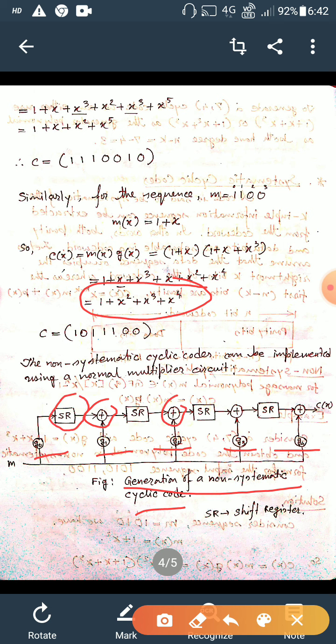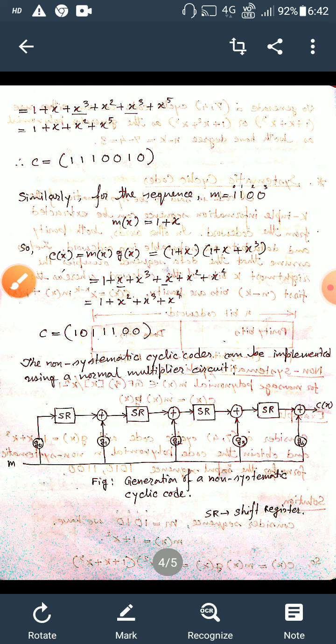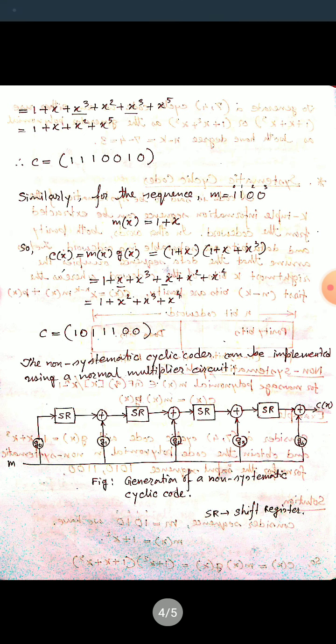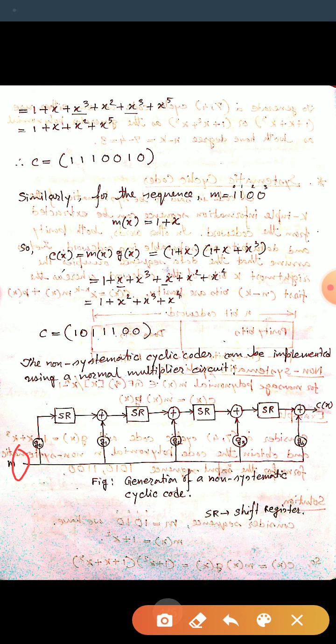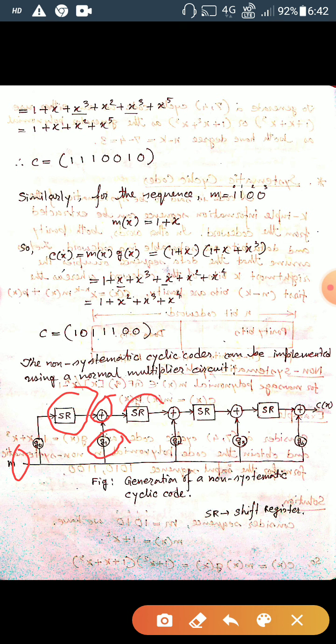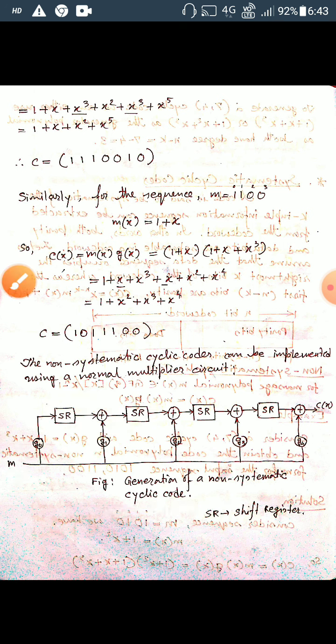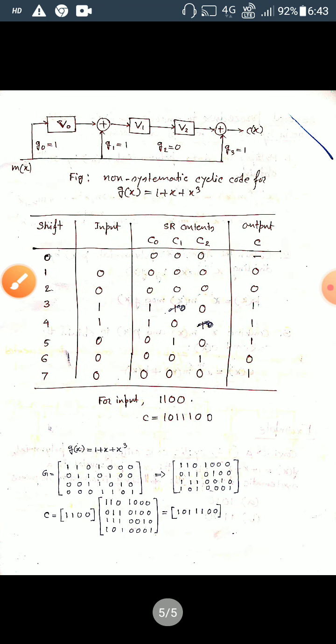A box is defined as an individual shift register. Look at that: the message bit comes directly through G0 to the first shift register, and the first shift register output is stored with the product of M and G1 to get the SR2 position output. So this is the general formation for the non-systematic cyclic code. Take an example, it will be easy to understand.